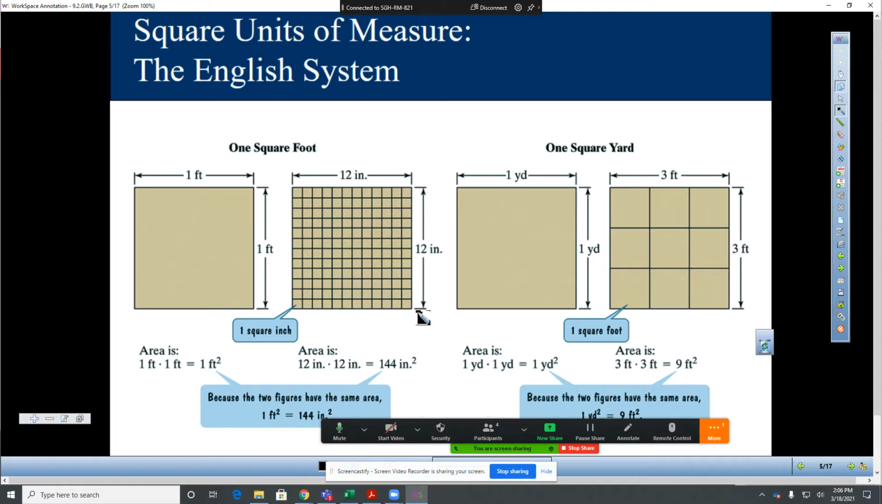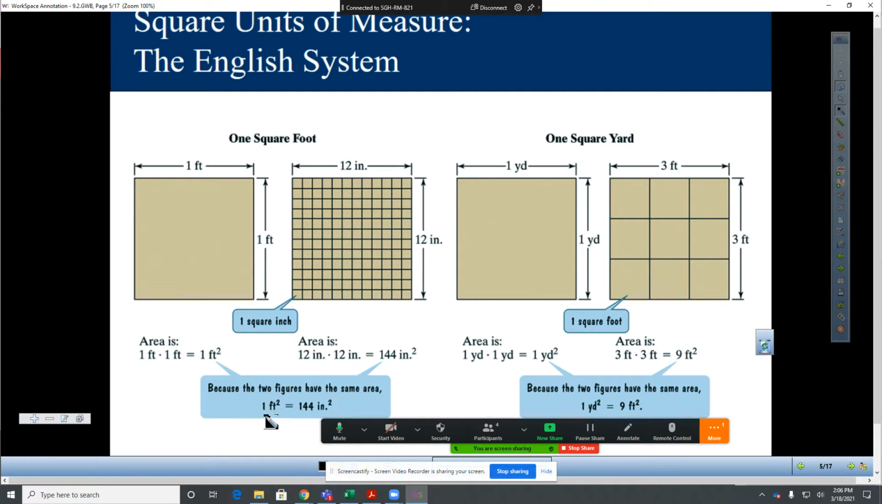Now, here's how they get some conversions. All right, 1 foot by 1 foot is 1 square foot. Notice from last time, 12 inches is equal to 1 foot. So a 1 foot by 1 foot box is the same thing as a 12 inch by 12 inch box. 12 times 12 is 144. So what we know is that 1 square foot is equivalent to 144 square inches.